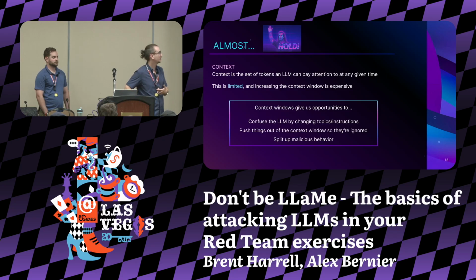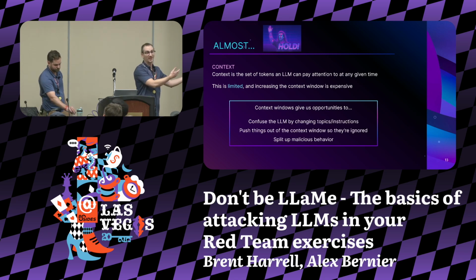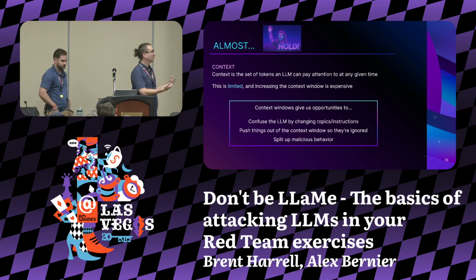Well, this context window is limited, but it also gives us opportunities to do attacks. Things that Alex is about to talk about here in a second, like confusing the LLM intentionally, changing the topic, changing what you want it to do to maybe get it to forget its rules, or pushing things out of the context window. So for example, I think GPT-4o Mini right now has a context window of 128,000 tokens. So if we give it really long documents or a really long conversation thread, at some point, something's off the island, right? And if you built your app or your application poorly, that could potentially be your system prompt too. Not likely, but that's possible.